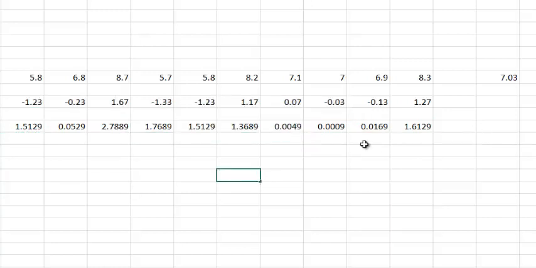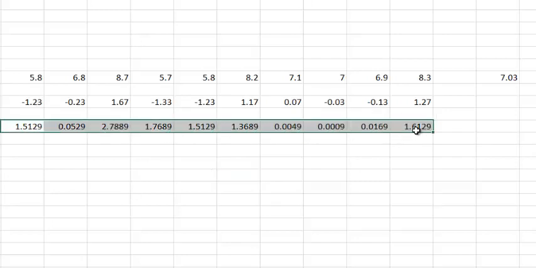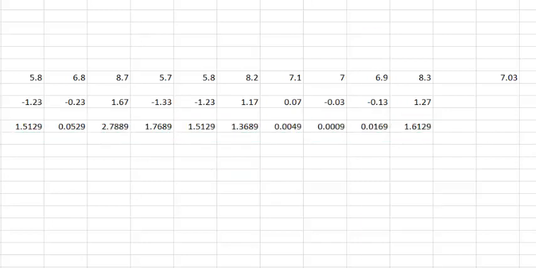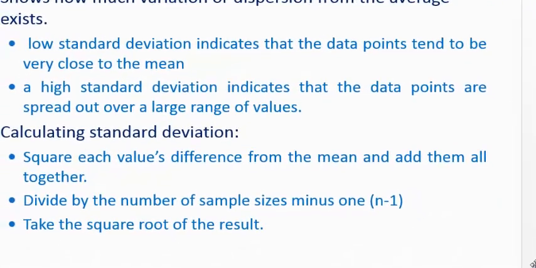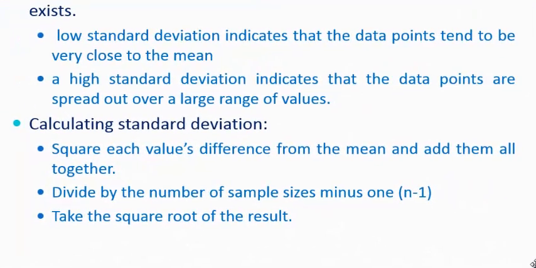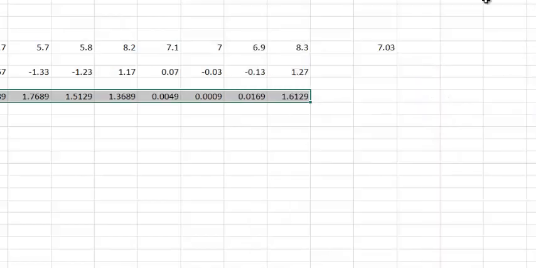Then you need the sum, or the total amount of all these combined. You've got to add all of these together. Remember, the formula was to square each value's difference from the mean and add them all together, and then divide the number by the sample size and take the square root of that result.